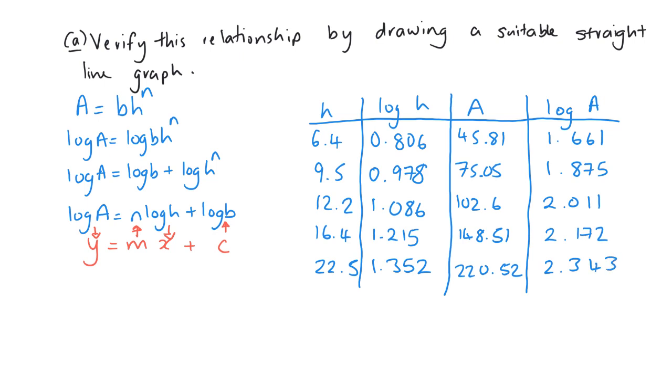Three decimal places then. Okay, so just be really careful, and I would always put on the table of results which are x values and which are y values. So our log h are x values, so that's going to be the x-axis, and our log a are the y values. Okay.